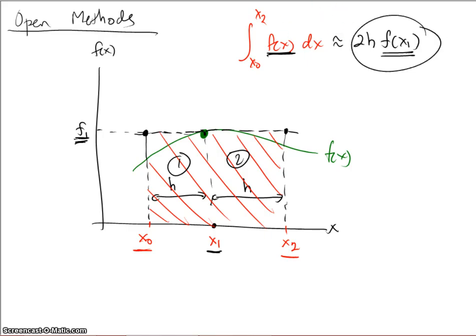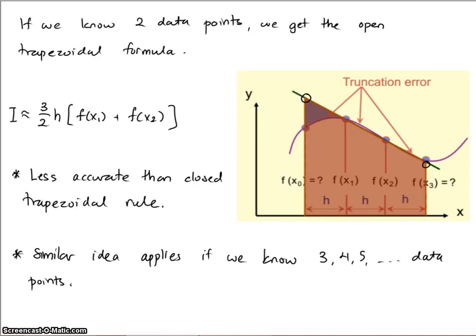What if we know a higher number of points? Let's say we have something like this. Right now, let's say that you are given 2 points, x1 and x2, and for these you have the corresponding values of f1 and f2, but the integral wants you to do it from x0 to x3. So x0 and x3 are not known to you. So how do you do this?